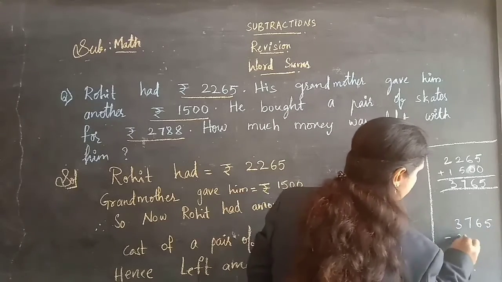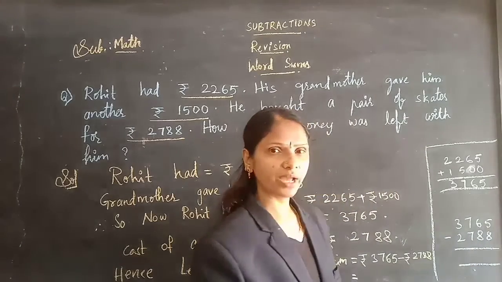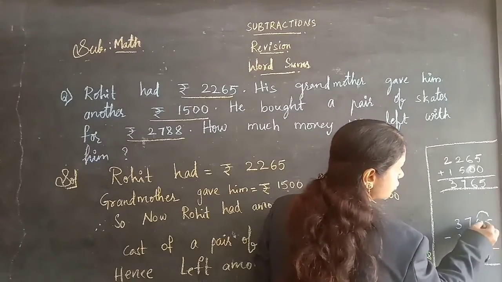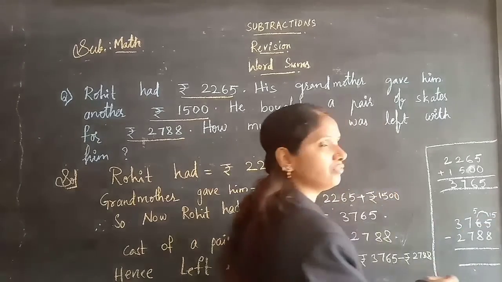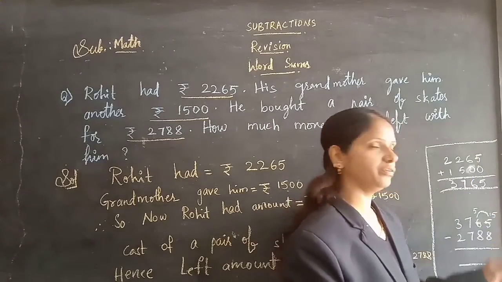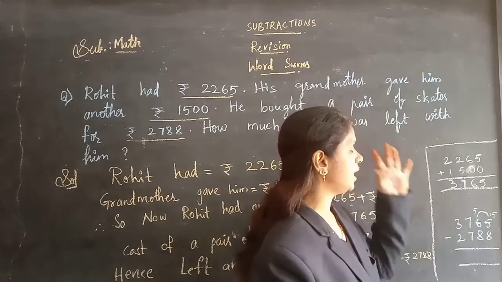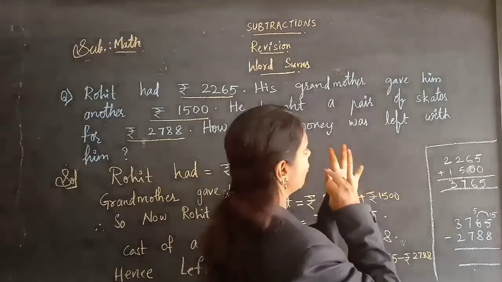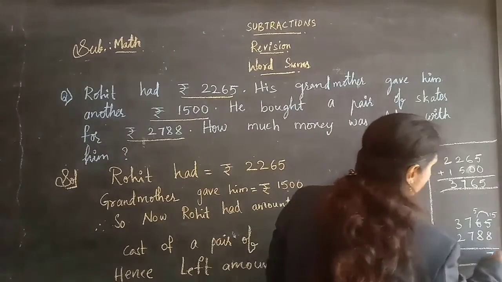3765 minus 2788. Come on, children. 5 minus 8. 5 minus 8 is not possible, children. We are taking the borrow. So 6 will become 5 and this 5 will become 15. Now 15 minus 8. Or else you can start from 8 and reach 15. From 8 I am starting: 9, 10, 11, 12, 13, 14, 15. I open these many fingers, children, 1, 2, 3, 4, 5, 6, 7. So I require 7 numbers to reach 15.